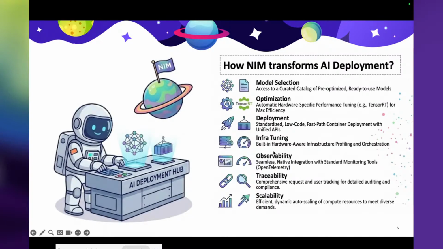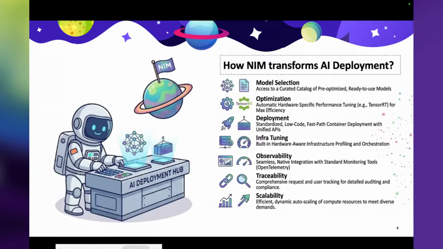And finally comes the operations side, where we have things like observability, traceability, and scalability. For those of us who are used to building robust, enterprise grade data pipelines, the most exciting part is what happens after our deployment. It is always a black box. But here, NIM isn't a black box.